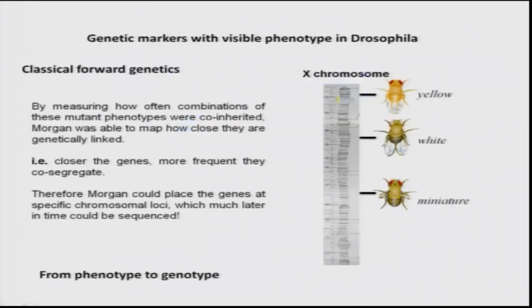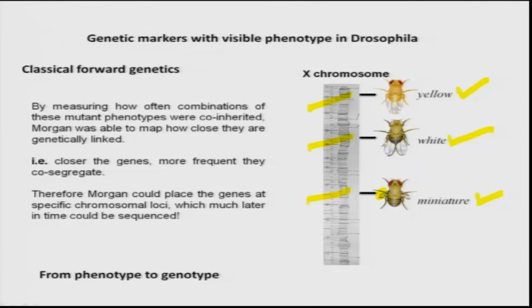This is how we have deciphered, for example, what is shown here, an X chromosome of Drosophila. He was able to map that the gene that gives the yellow body color is located here, the gene that gives a white eye color is located here, and the gene that gives a small wing phenotype called miniature is located here. He did it by what is called linkage analysis, meaning how often a phenotype is segregated together when you cross flies having different phenotypes.